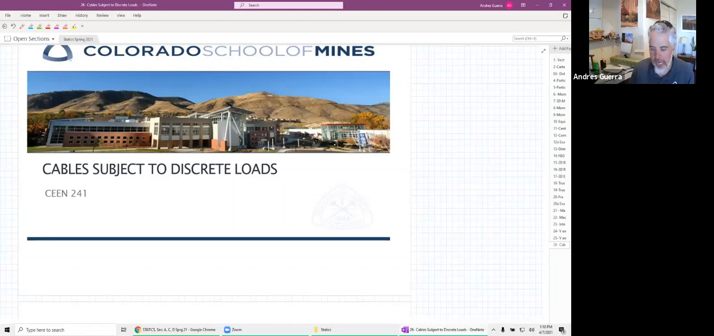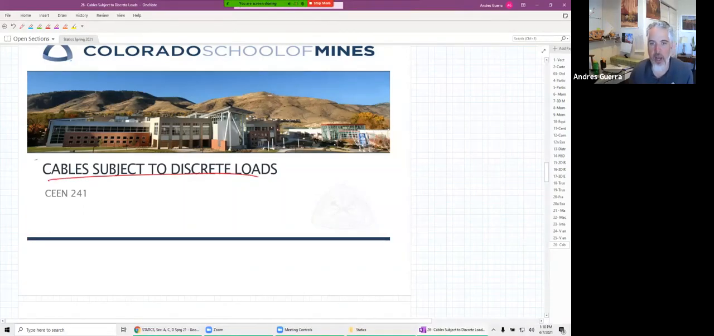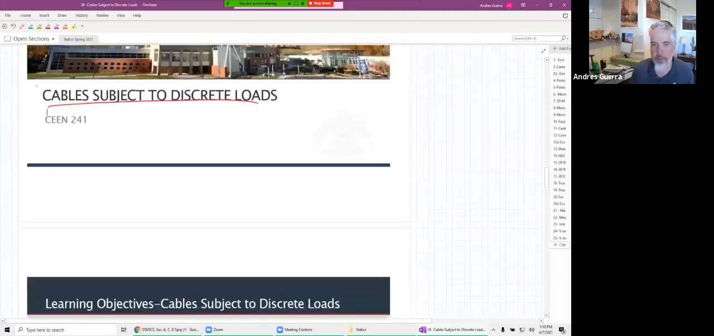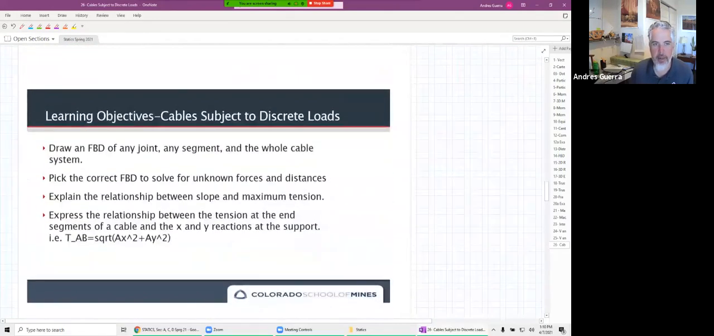This is certainly on there. And this topic is our last thing that we're going to cover that will be on this upcoming exam: cables subject to discrete load. This is our last topic for that upcoming exam. The exam is on April 20th.